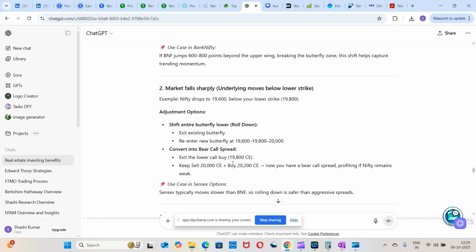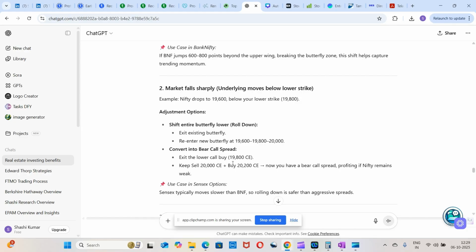So Nifty drops to 19,600 and your lower strike was 19,800. Okay, so what adjustments could we do? We could shift the entire butterfly lower. You exit this existing butterfly and re-enter a new butterfly: at 19,800 you sell two calls, at 19,600 you buy, and at 20,300 CE you buy. So you shift the butterfly lower if your view is still that the market is going to stay within this range. Okay, or you could convert it into a bear call spread.